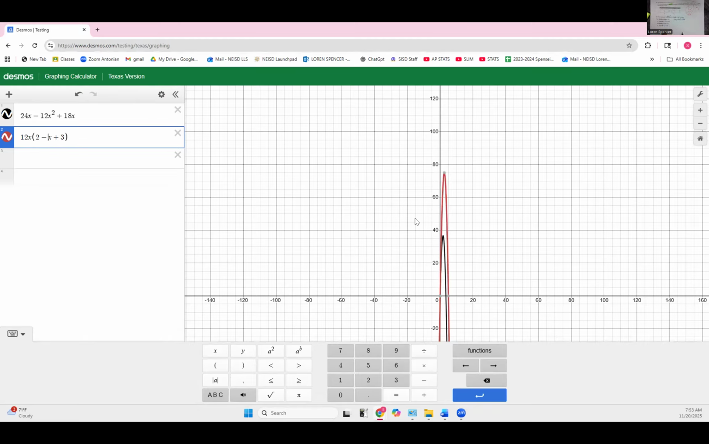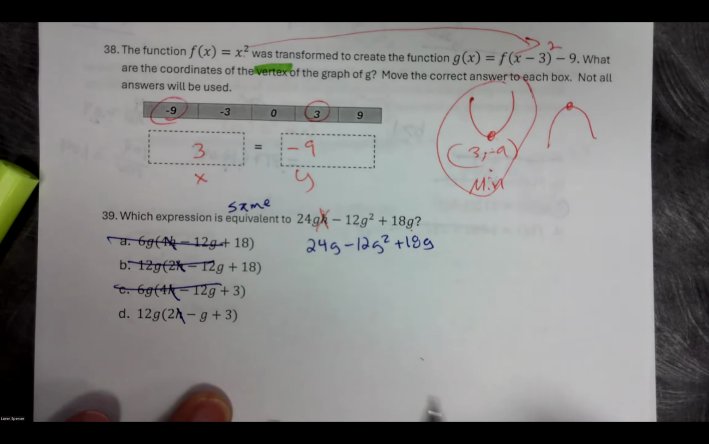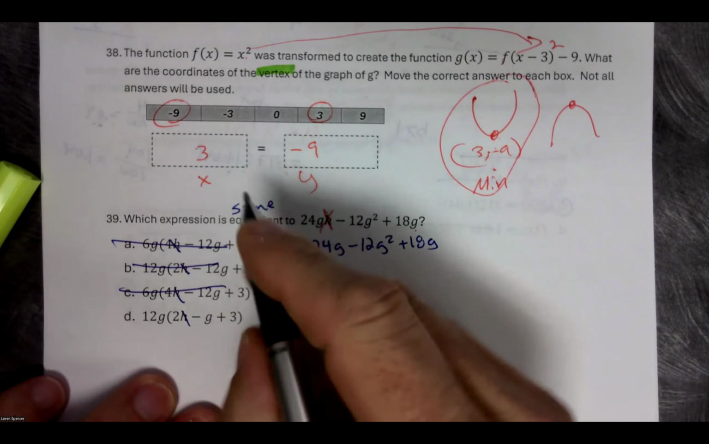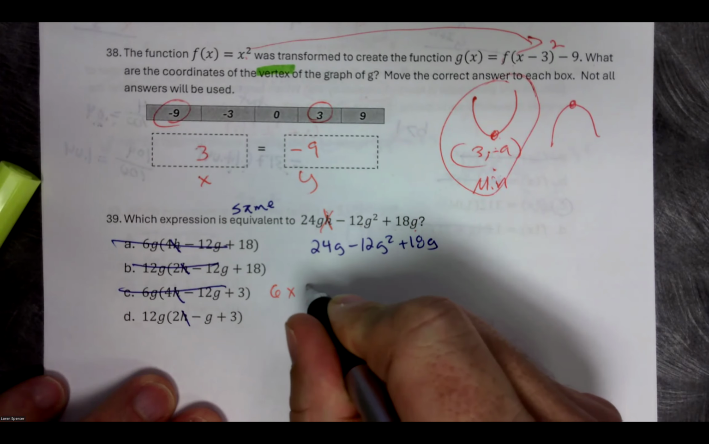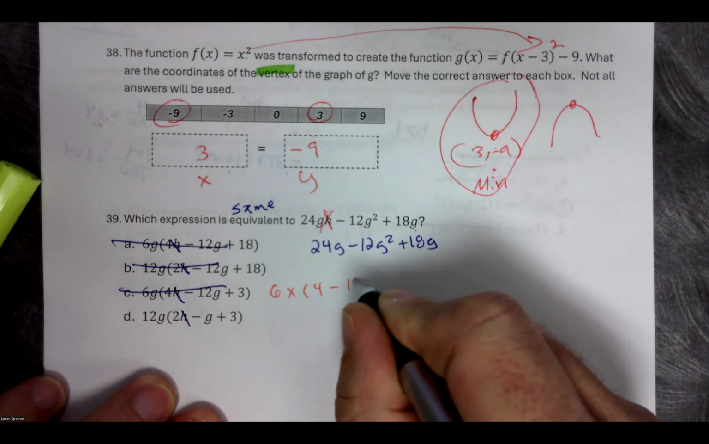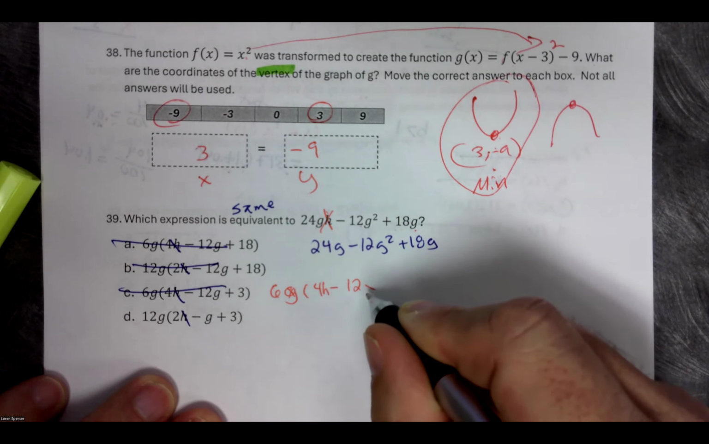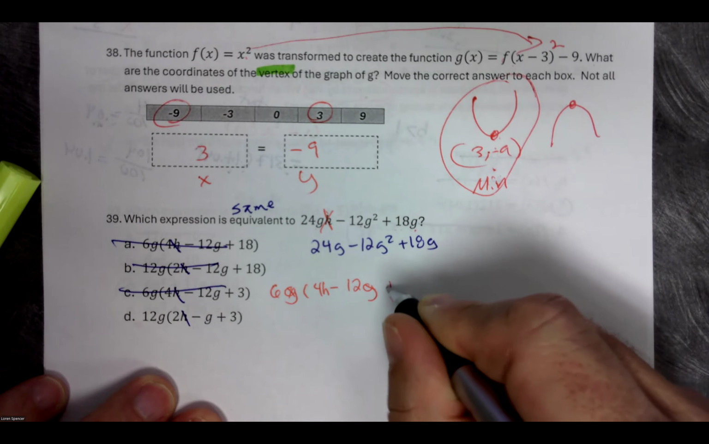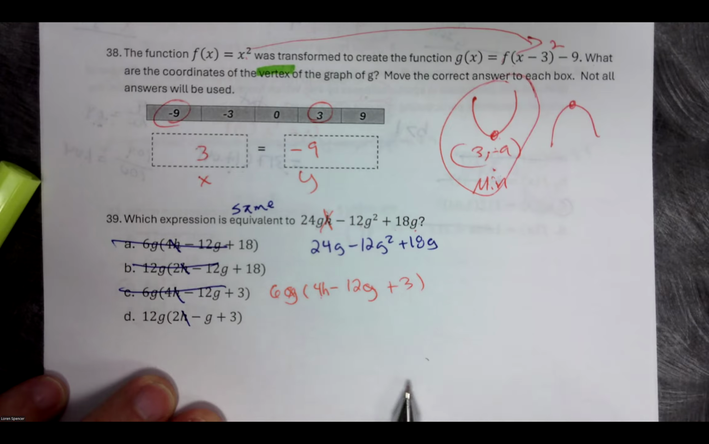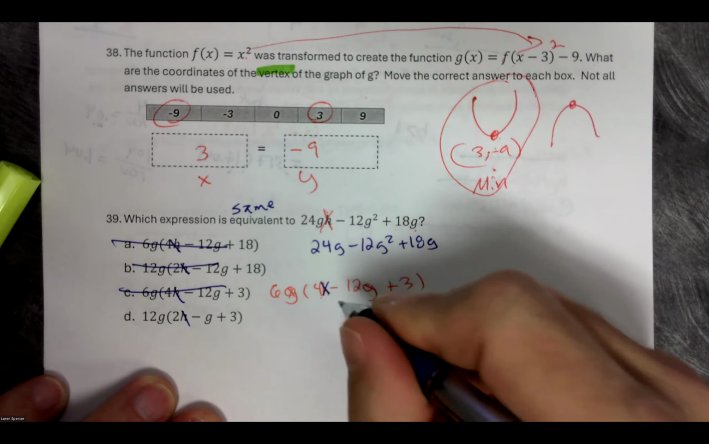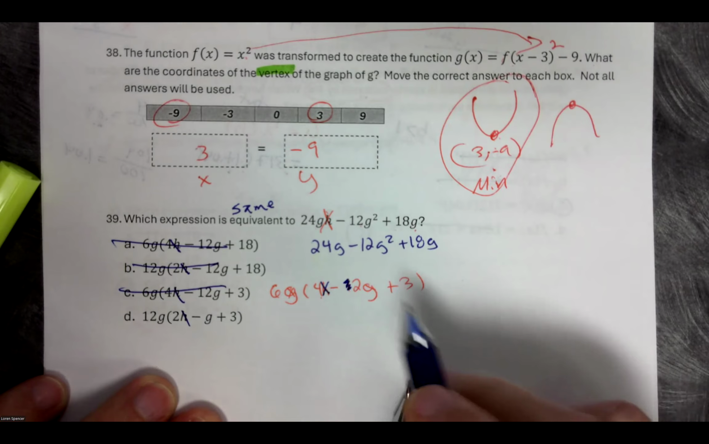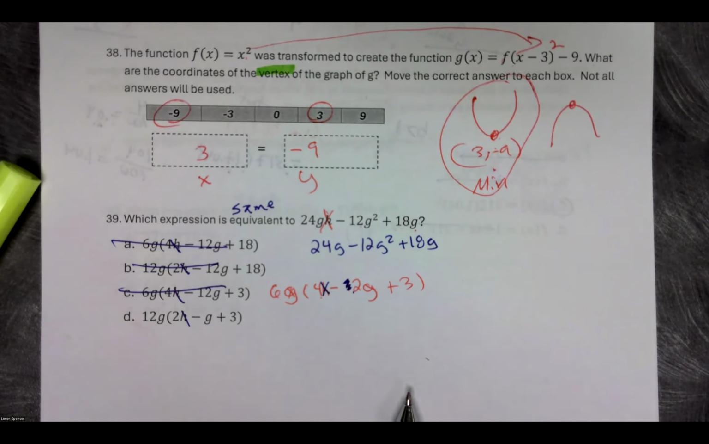I'm going to stop my share for a second. There's a typo on this one. This should have been written as 6x parentheses 4 minus 12, or 6g 4h minus 12g plus 3. So this had a typo, but once again, we're going to cross out this. And that's not a 12, that's supposed to be a 2. So I need to go back to that share and see if I can't get that in there right.